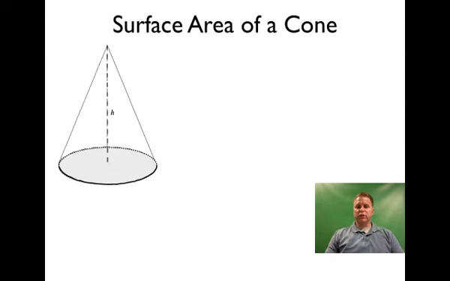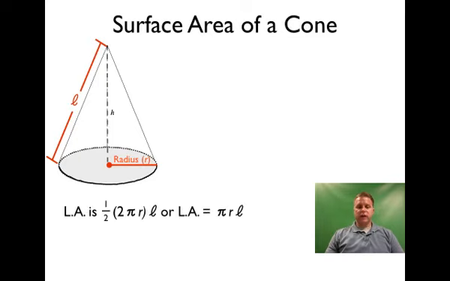Next we have the surface area of a cone. So try to imagine what a cone would look like if you unwrap it. Again, we have our slant height, and for the base, which is a circle, we're going to need our radius. So the lateral area is 1/2 times 2 pi r times the slant height, or the lateral area is equal to pi times r times L, if you simplify that. Then the base is a circle, so remember, to find the area of a circle, it's pi times r squared.